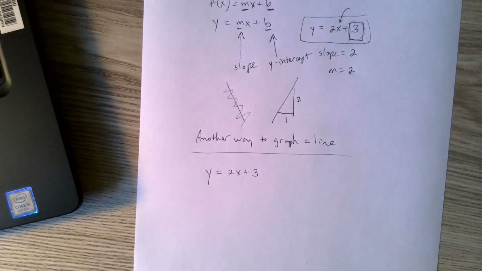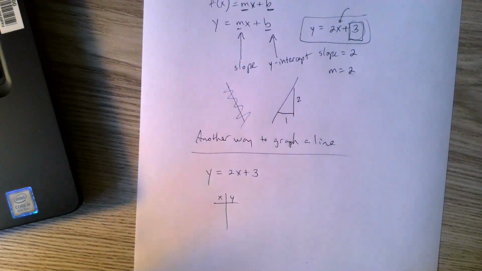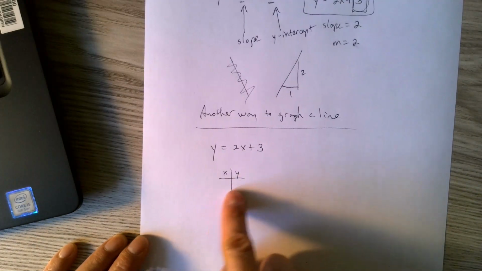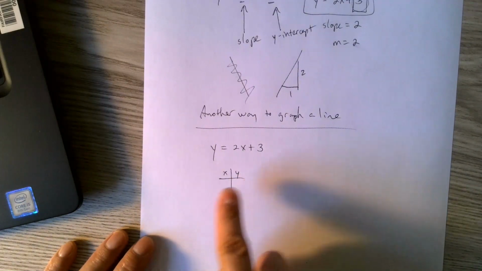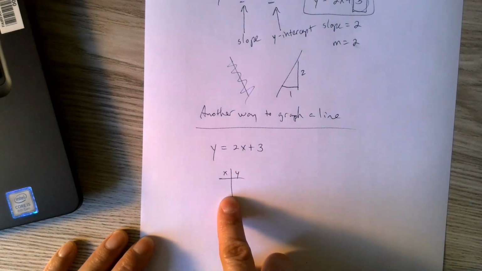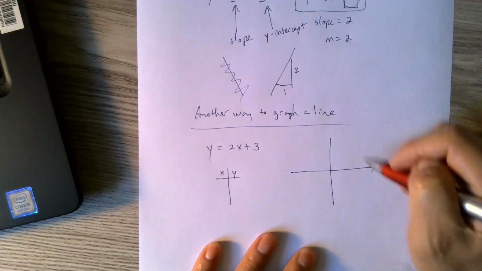Let's use y equals 2x plus 3. So the first way I told you to graph a line is you pick points, preferably the x and y intercepts, and you plug them in. When you plug in 0 for x, you get the y. You plug in 0 for y, you get the x. And you'll have your x and y intercept, and plot those 2 points. Well, there's another way to do it too.